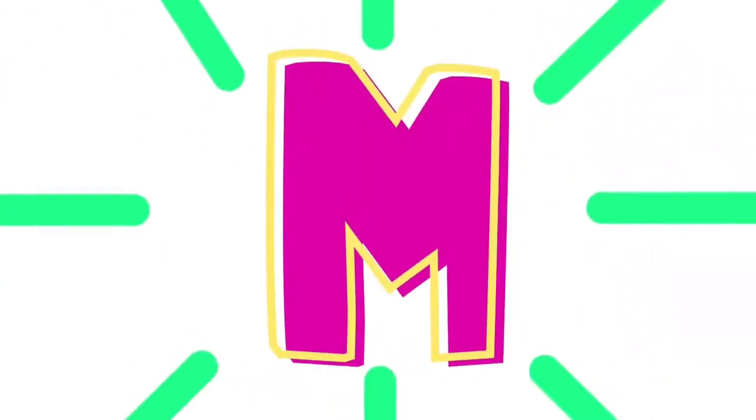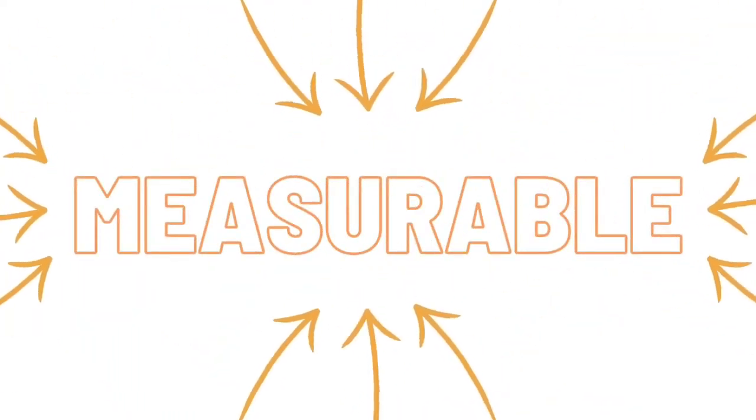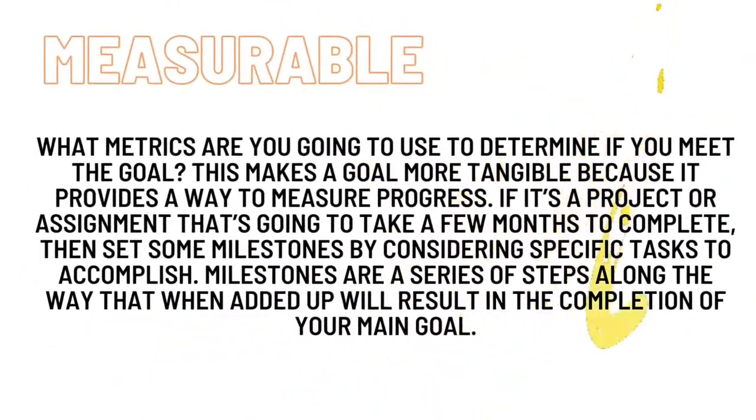Letter M, for measurable. What metrics are you going to use to determine if you meet the goal? This makes a goal more tangible because it provides a way to measure progress. If it is a project or assignment that is going to take a few months to complete, then set some milestones by considering specific tasks to accomplish.